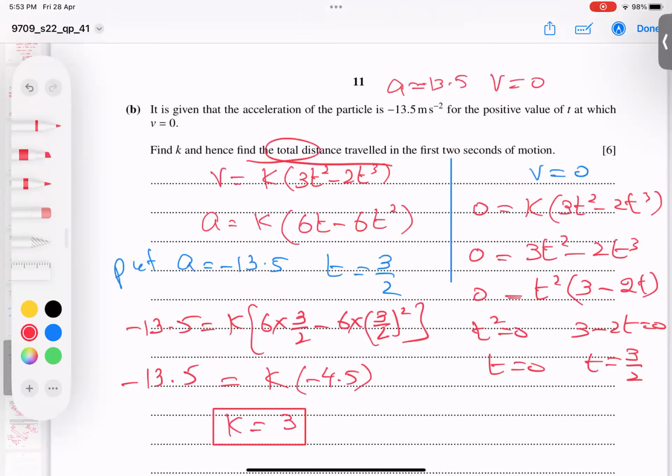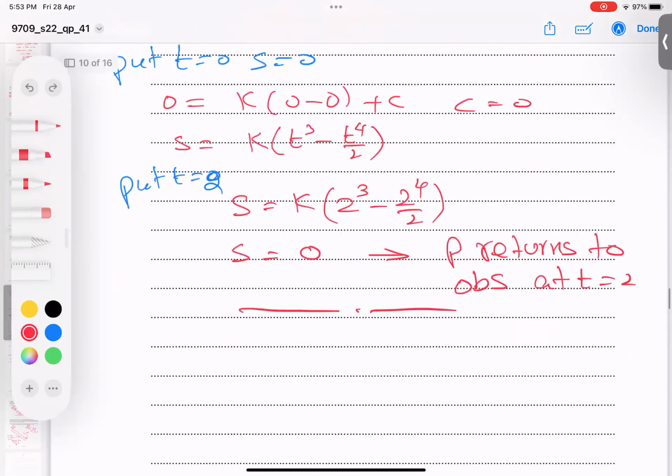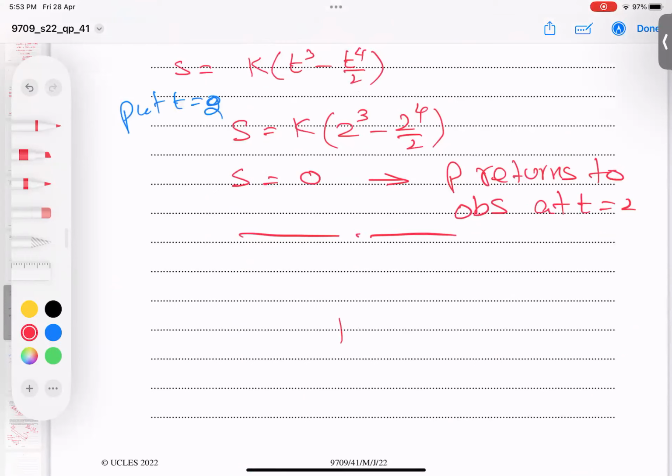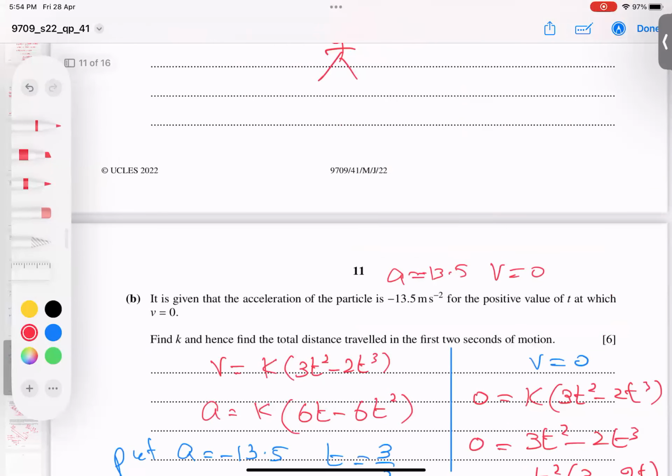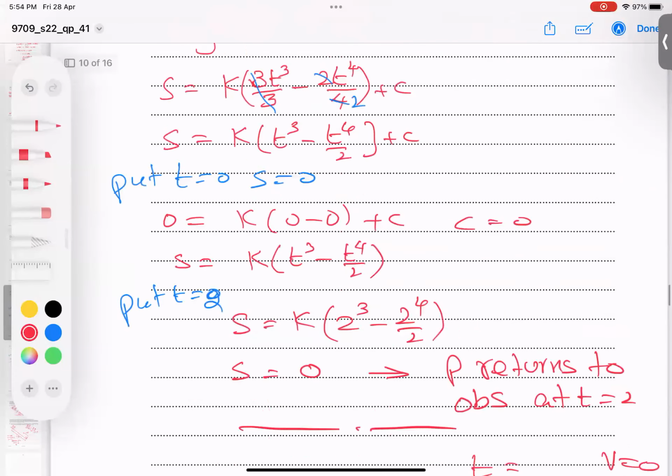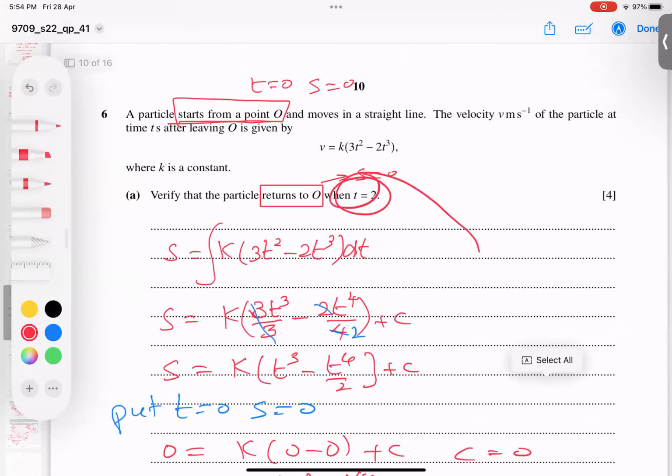Now find the total distance traveled. One thing is very clear: the observer is here, the particle is going away, and then it stops here, velocity 0. Then it turns back towards the observer. So it is very clear. And the total time to turn back is 2 seconds. How do I know? Here I proved time 2 when it returns to O.